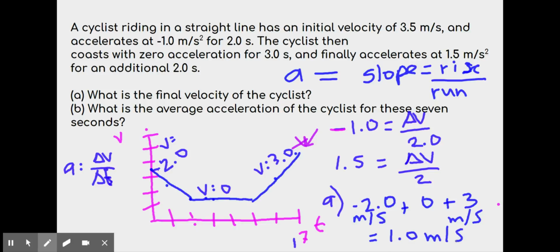meters per second. Awesome. So take a moment, and why don't you try to find part B, the average acceleration of the cyclist? And I'm going to erase a little bit of this. So pause and hit play when you're ready. Okay. I'm just going to erase everything. I hope that you have this written down somewhere. I am running out of space.